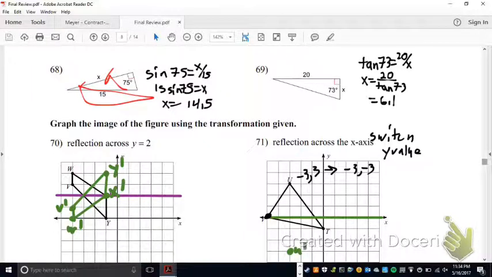U prime, right there. T is 0, negative 1, so we're going to change that to 0, positive 1. And V, being on the line of reflection, doesn't move. And that is our reflected triangle.